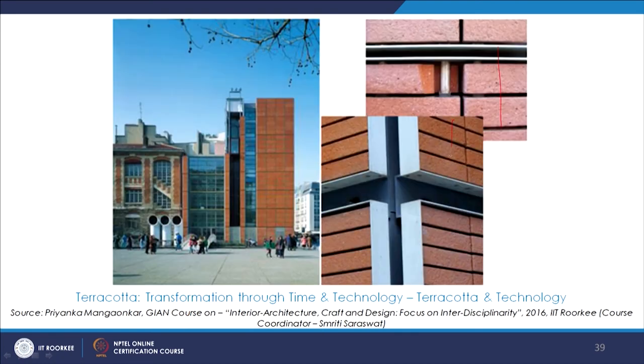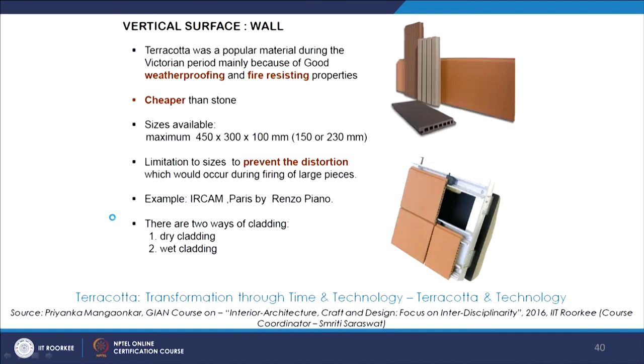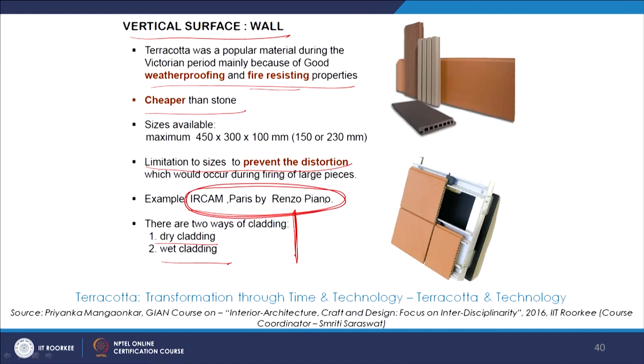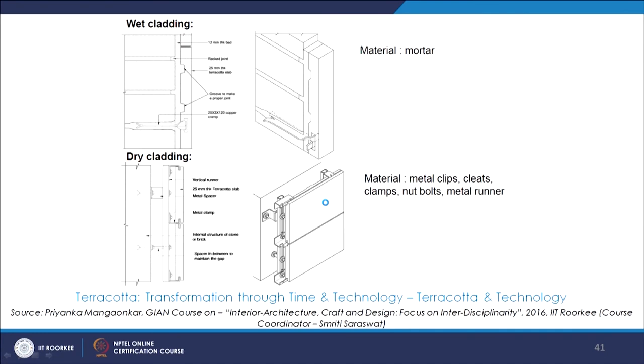Here we see the entire facade. We see a lot of terracotta used in the entire facade. So that's again how terracotta has transformed as a material and is now extensively used in the building construction sector for creating vertical surfaces, for creating walls, and which have good weatherproofing, fire resistance, which are cheaper than stone, and there are limitations to sizes, of course, to prevent distortion. And there are two ways of cladding that have been discussed, dry cladding and wet cladding. One example here we see by Renzo Piano. So this is being extensively used in building construction now.